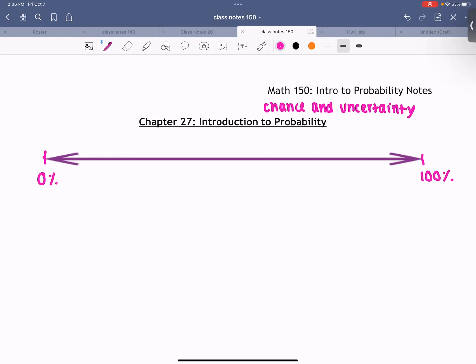Remember, we don't assign numbers to things when we talk about something happening or not happening. We have words to describe them. We use them all the time. For example, we have impossible at 0. Does everyone agree that impossible is something that has a 0% chance?